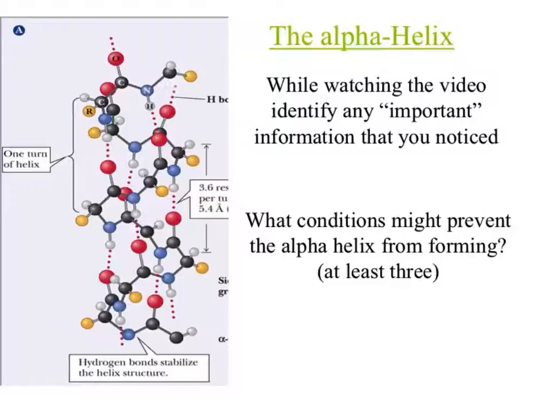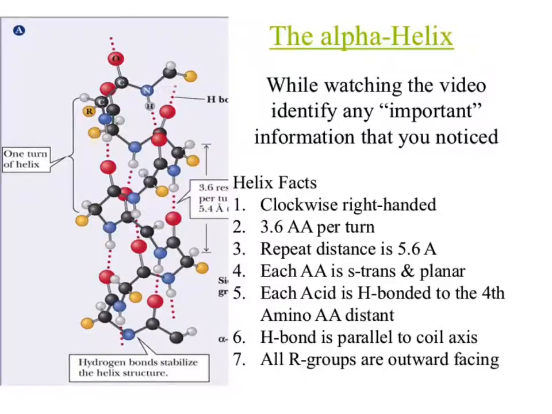The other thing, the conditions, the answers to that question. The conditions that prevent the alpha helix from forming, that will be important. Notice the things I'm telling you to not worry about all involve numbers, because I can't count. Kind of makes sense? Okay, so there's a big list of helix facts. Most of those are not super concerning.